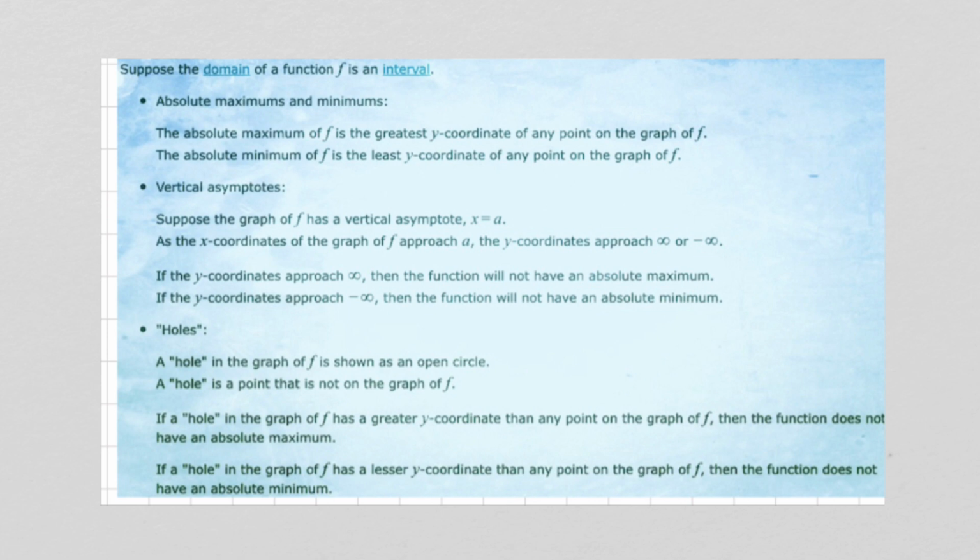A hole in the graph is an open circle. A hole is a point that is not on the graph, basically. If the hole of the graph has a greater y coordinate than any other point, then the function does not have an absolute max.